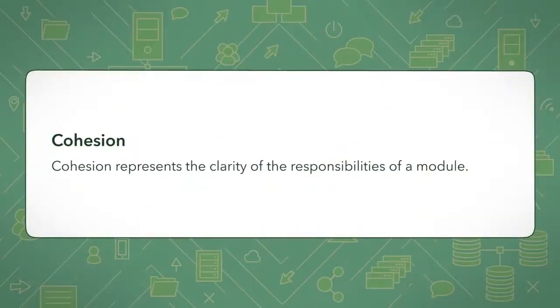Coupling only concerns complexity between a module and other modules, but you also need to consider complexity within the module. That's where you would look at cohesion. Cohesion represents the clarity of the responsibilities of a module. If your module performs one task and nothing else, or has a clear purpose, your module has high cohesion. On the other hand, if your module tries to encapsulate more than one purpose, or has an unclear purpose, your module has low cohesion. You want high cohesion. If you find your module having more than one responsibility, it is probably time to split your module.